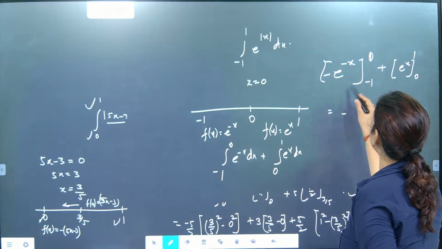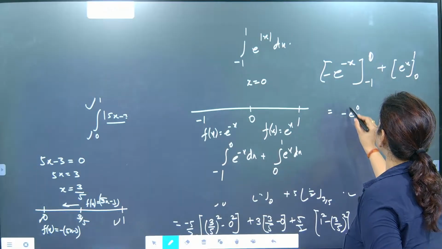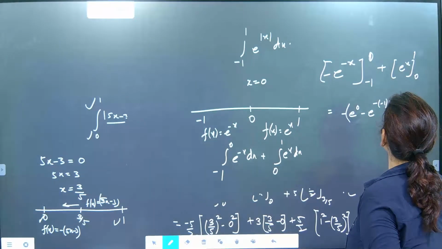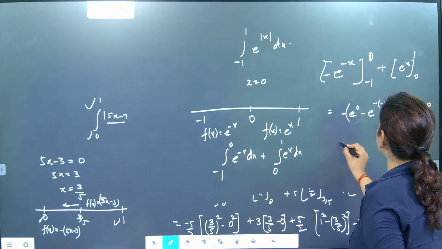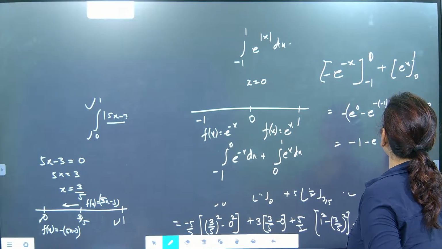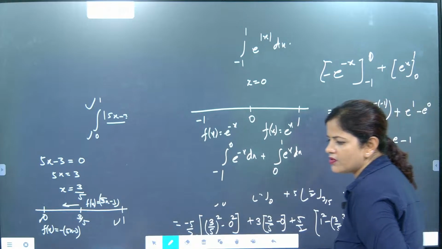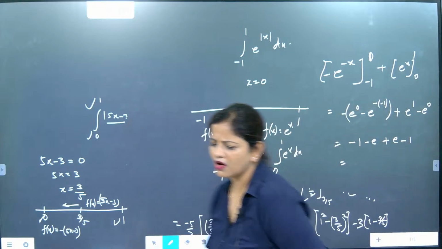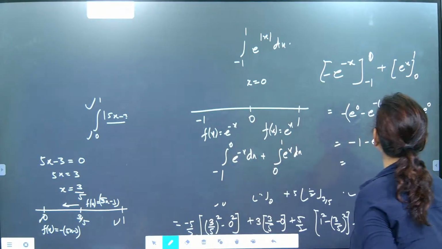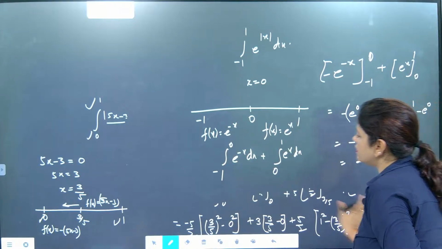If you substitute it, e to the power 0, minus e to the power minus of minus 1. Okay, and then plus e to the power 1 minus e to the power 0. So here minus 1, minus into minus, plus e, and then here plus e, and then here again minus 1. So check how much value is exactly coming. Tanish, did you get this? What is the value coming? Final answer: here minus of minus will become plus e. So 2e minus 2. The answer will come 2e minus 2.